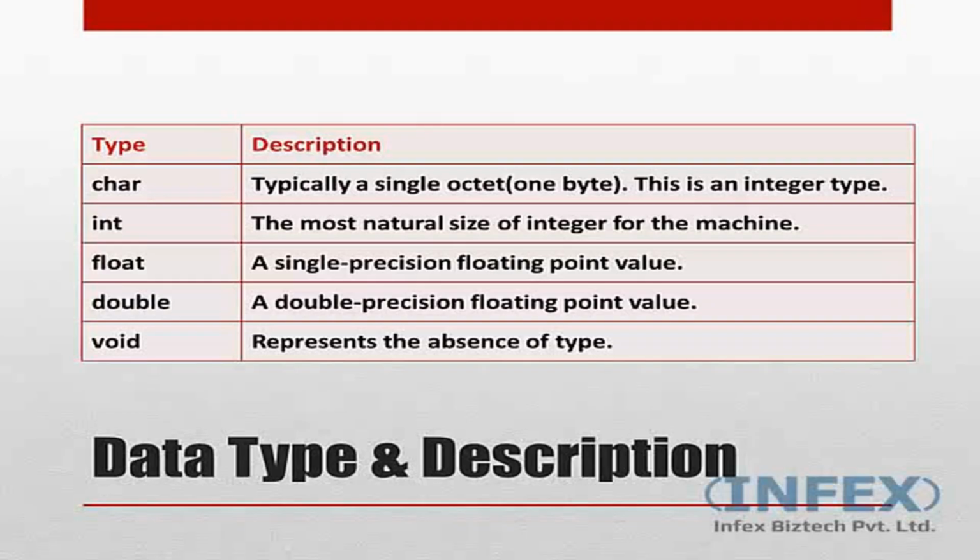Double, a double precision floating point value. Void, it represents the absence of type. That means char is used to store characters in memory. Int is used to store integers in memory. Float is used to store a single precision floating point in memory. Same with double. And void represents that there is no data type or no value available.